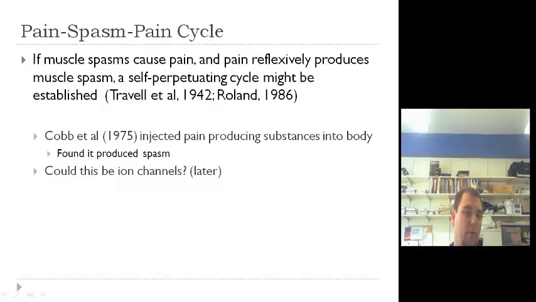So this one study I've listed here, Cabedon 75, injected pain-producing substances into the body and found it produced spasm. The article here, he was injecting a chemical irritant, very similar to a saline type, that would cause a little bit of pain, but he found that it also produced spasm. So this is one of the first links that says, yes, different chemicals, that could be an ion channel later, but different types of mediators could cause pain, and therefore could cause a spasm.